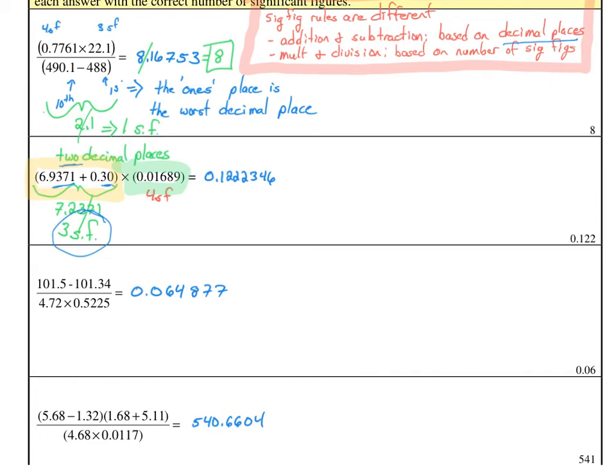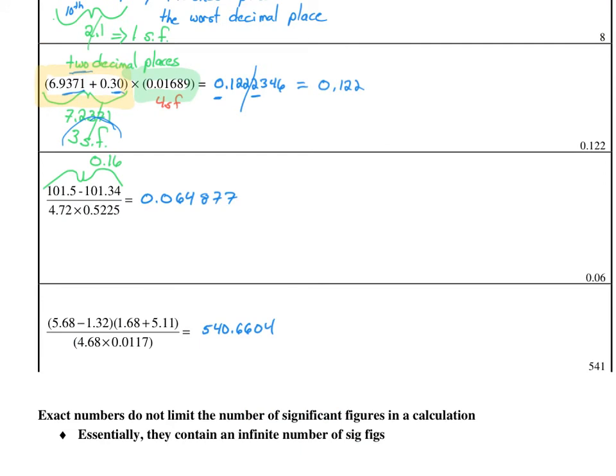So this leading zero does not count as significant. We have 1, 2, 3. We see the first number that we drop is below 5, so we just drop all of those numbers to the right. And our correct final answer is 0.122.